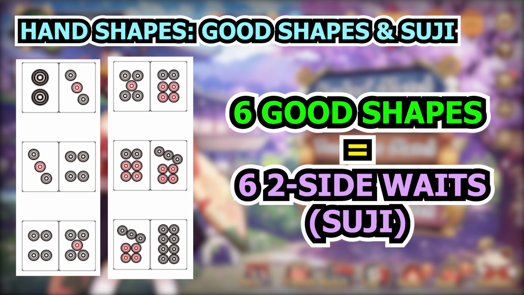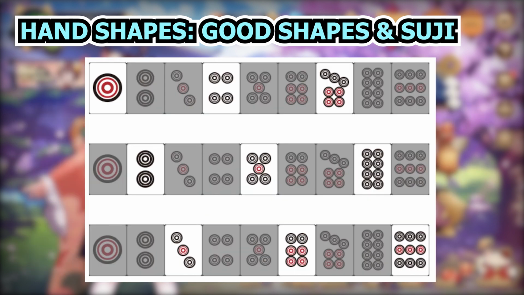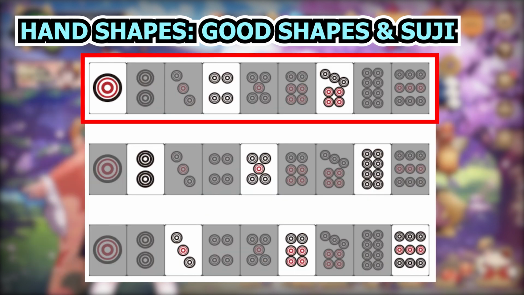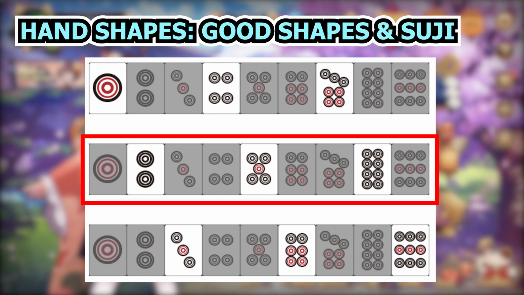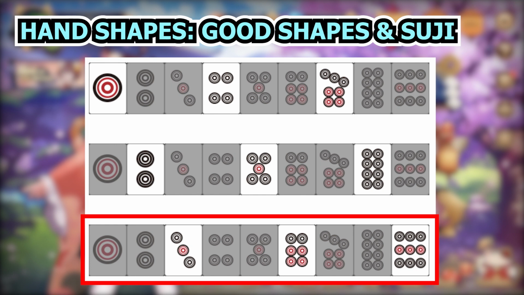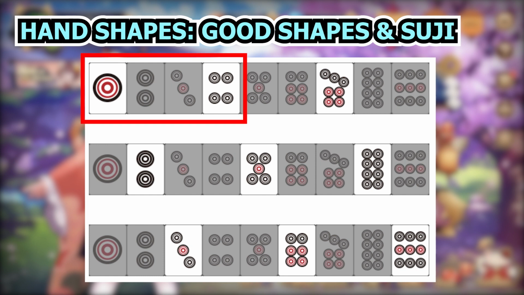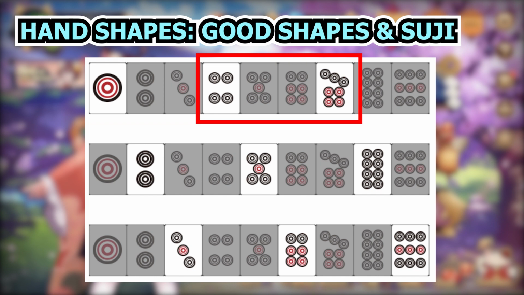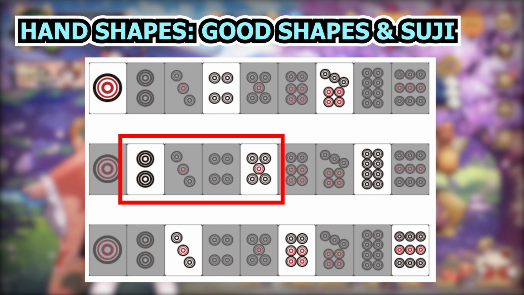Associated with these 6 good shapes are of course their corresponding 6 weights. These weights are so important that they have their own name called Suji. The 6 possible weights for a 2-side weight are 1-4, 4-7, 2-5, 5-8, 3-6, and 6-9. Here's how Suji works. If you have a 2-3 shape, then you're waiting for 1-4. If you have a 5-6 shape, then you're waiting for 4-7. If you have a 3-4 shape, then you're waiting for 2-5, and so on.